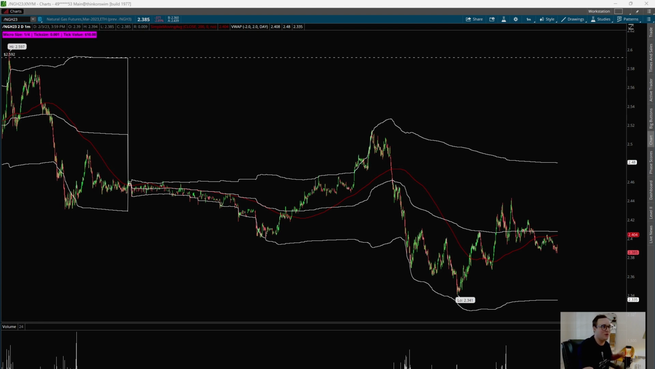And if we look at the screen here, we're looking at natural gas, which is a futures contract that I trade quite a bit. So up here at the top left, we can see that we're looking at the front month currently, at least for natural gas, and that's what this ticker symbol is up here at the top left.